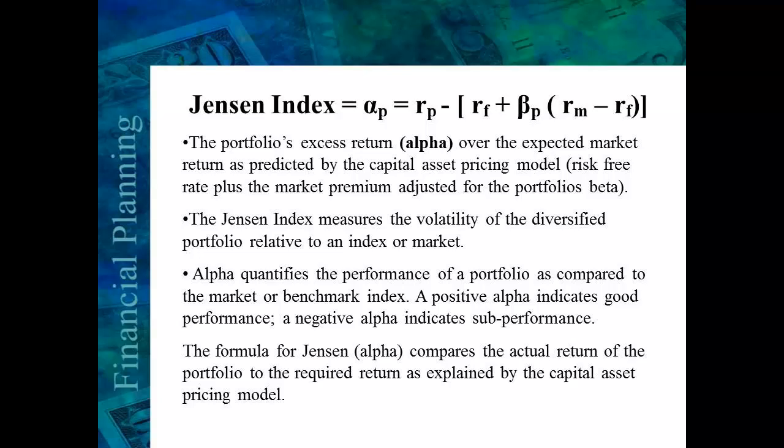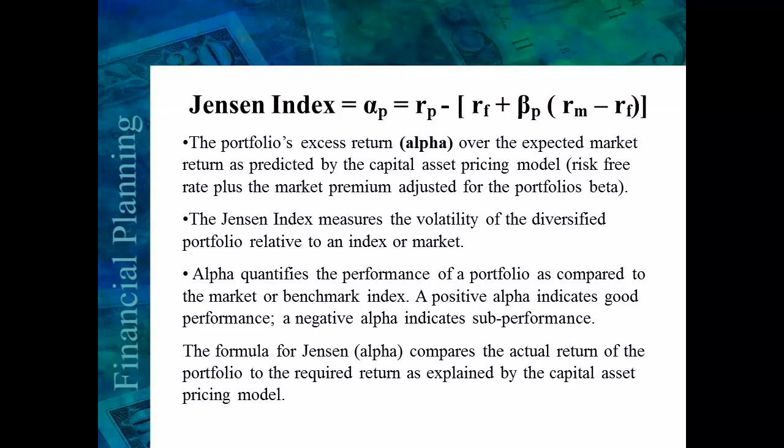The Jensen Index, or the alpha of a portfolio, is equal to the return of the portfolio minus the sum of the risk-free rate plus the market's premium adjusted for the portfolio's beta. This formula appears on the slide. Let's look at this formula. Notice that the required return based on the capital asset pricing model, the risk-free rate plus the market premium adjusted for the portfolio's beta, is subtracted from the actual return of the portfolio. The excess return, actual return minus required return, is referred to as alpha.